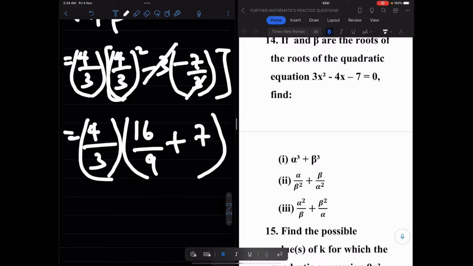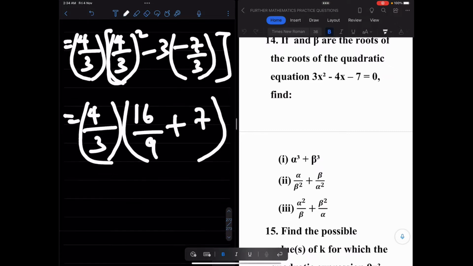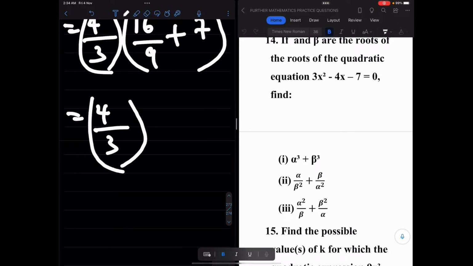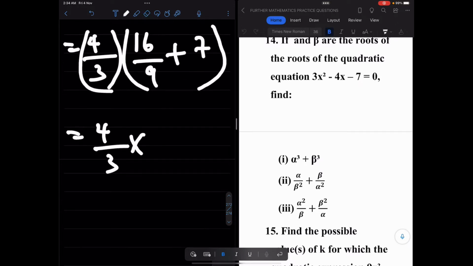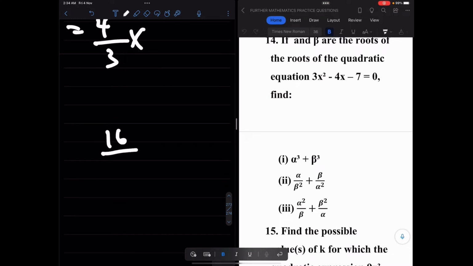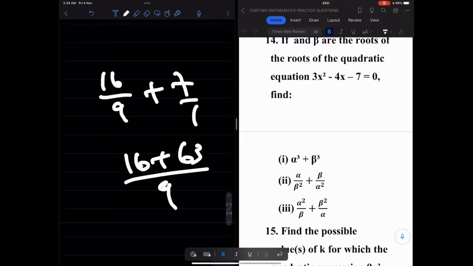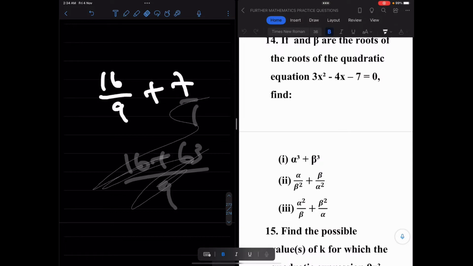The 3 here cancels the 3 here, so that's going to be plus 7. And that's the same as 4 over 3 times 16 over 9 plus 7. That's the same as 79 over 9. I hope that's correct. When you find the LCM, the LCM is 9. 9 times 7 is 63, and 63 plus 16 is 79. Yeah, that's 79 over 9.